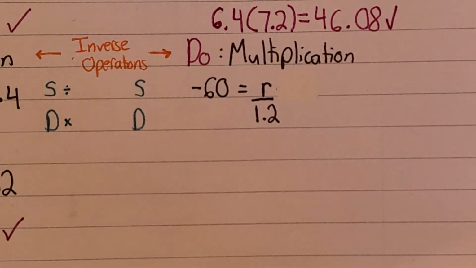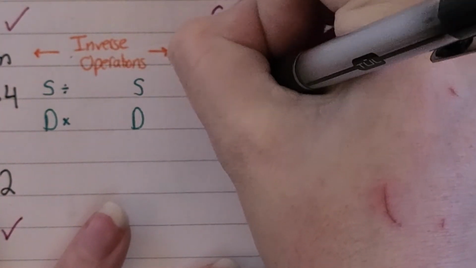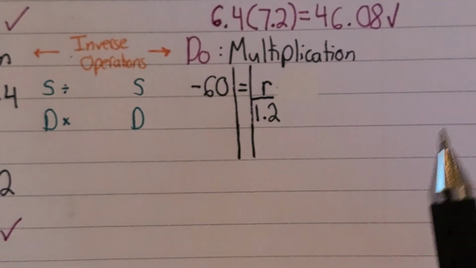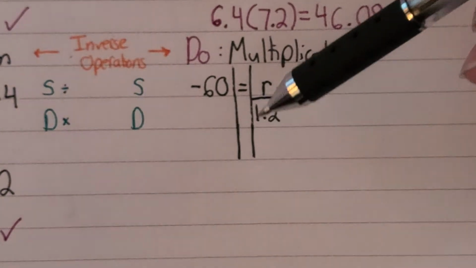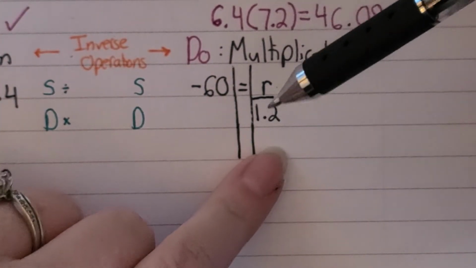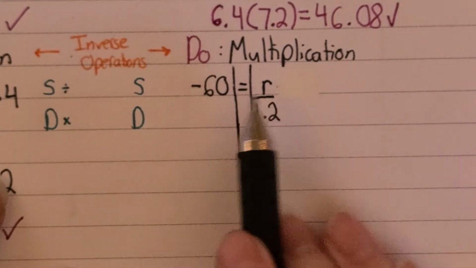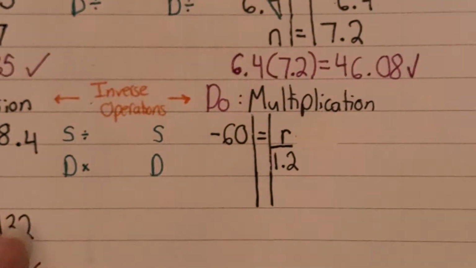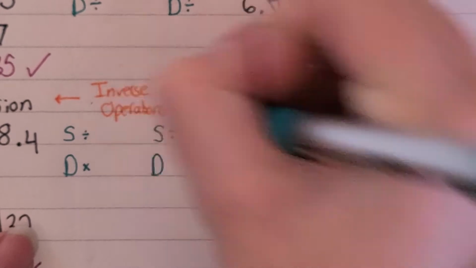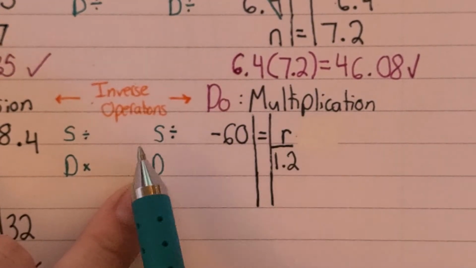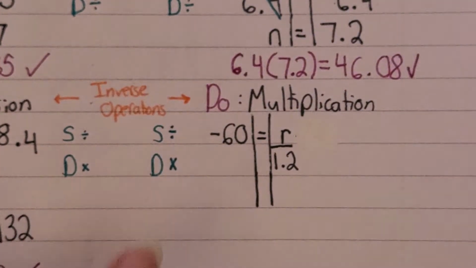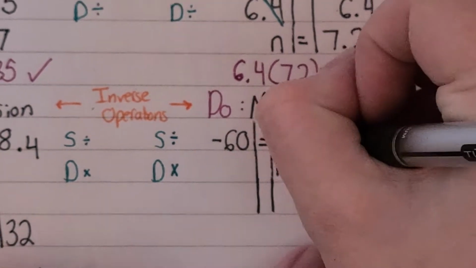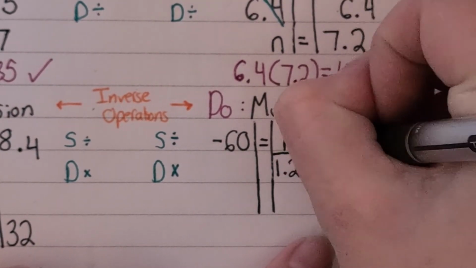All right, last problem. I see negative 60 equals, I'm going to draw my railroad track, separate those two sides, r over 1.2. Okay, remember, if you have something written like a fraction, r over 1.2, the operation being used here is division. Okay, this is a form of division. All right, so if we see division, we're going to do the inverse, which is multiplication. Okay? So I saw division. I'm going to do multiplication. So I'm going to do times 1.2.